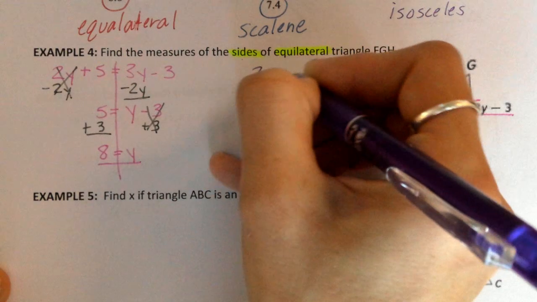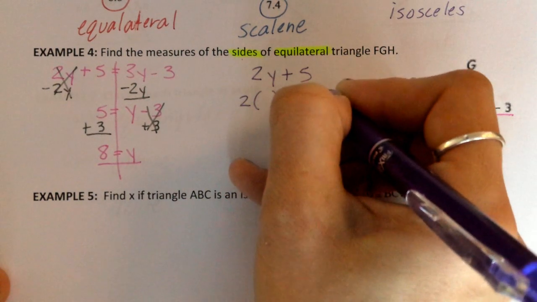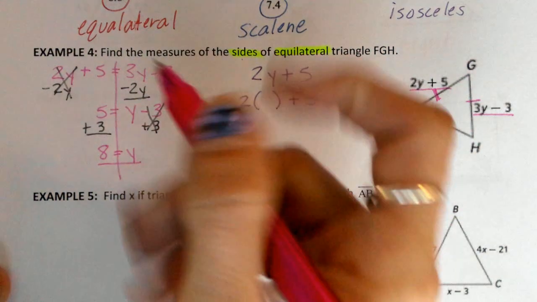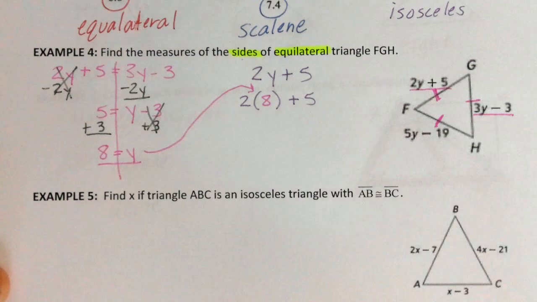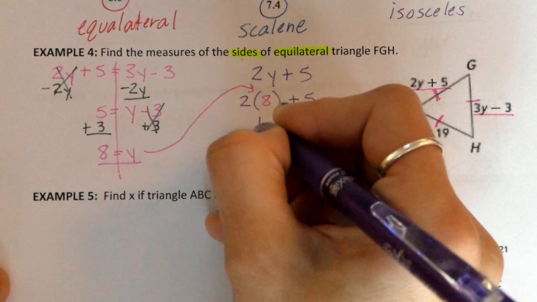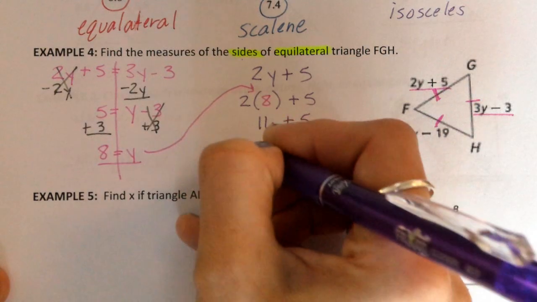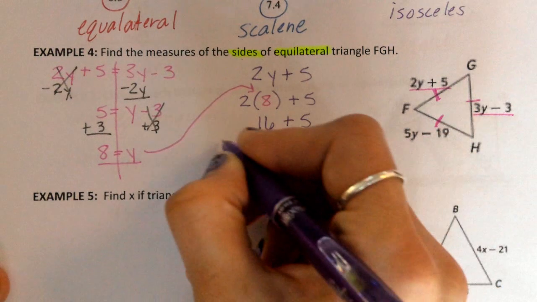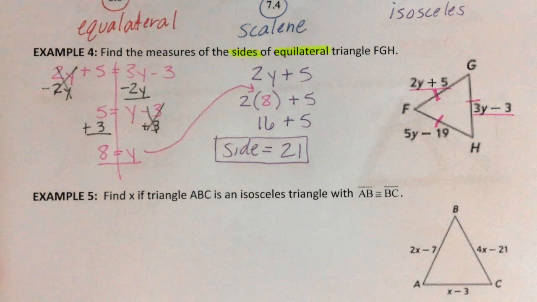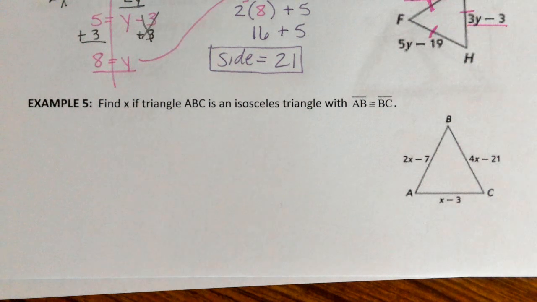So we're going to take that 2y plus 5. I'm going to remove y and substitute in what y is. 2 times 8 is going to give me 16 plus 5. All three sides, since they are congruent, will equal 21. All right. One last one. We're just going to solve for x on this one.